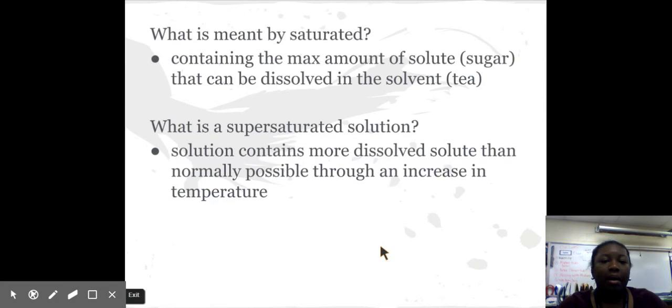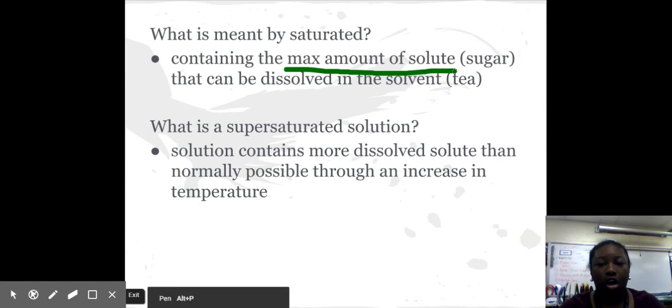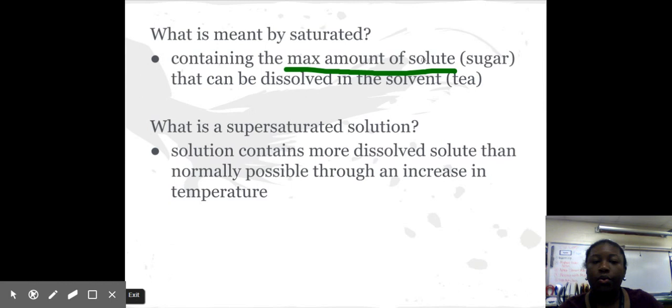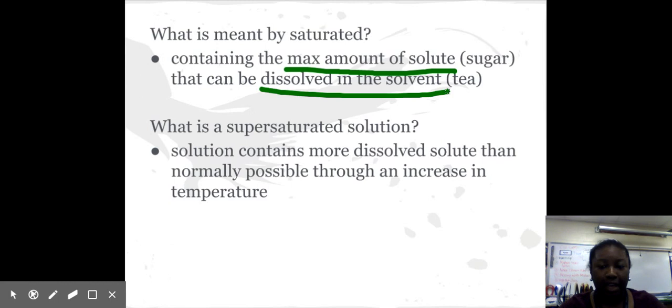All right, so what does it mean by being saturated? It contains the maximum amount of solute, our sugar, for example, that can be dissolved in our solvent, which is our tea. So with sweet tea, the water is going to be able to hold only so much sugar. You can keep pouring sugar until it gets to a point where the water cannot hold much more sugar, and that's saturation. It has a maximum that it can hold, okay?